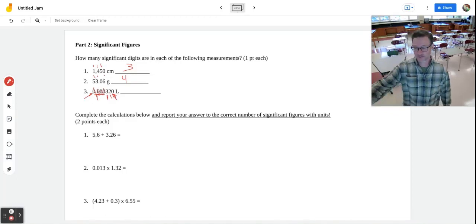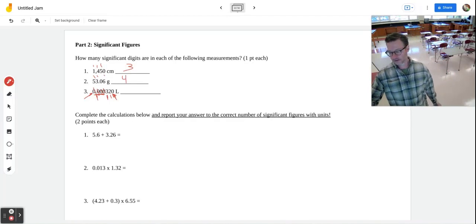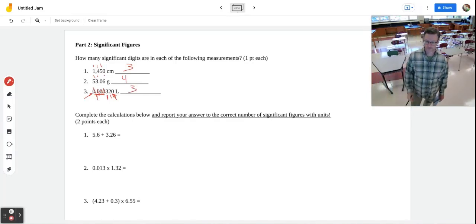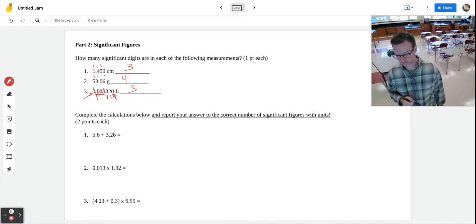Those aren't significant. Now, I'm not changing the number. I'm just showing you that those are not significant. So the only things that are left are the 3, 2, and the 0 at the end. So that has 3 significant figures. Okay, so non-zero digits always count. Zeros between other numbers always count, even if there's more than one. Zeros at the end of a number count if there's a decimal point. But zeros at the beginning never count, and zeros at the end don't count if there's no decimal point.